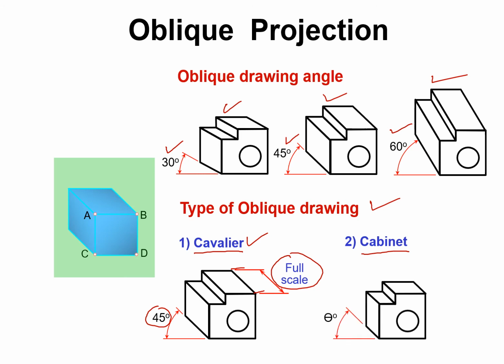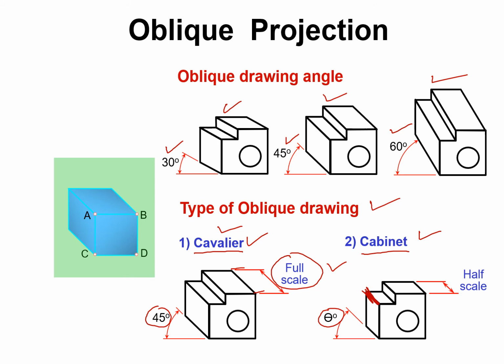And in cabinet drawing, if any angle other than 45 degrees is selected, then this depth right here, this dimension right here, will not be drawn to full scale. It will either be enlarged or it will be shortened, as we saw in the previous slide. So these are the two types of oblique drawings, Cavalier and Cabinet.